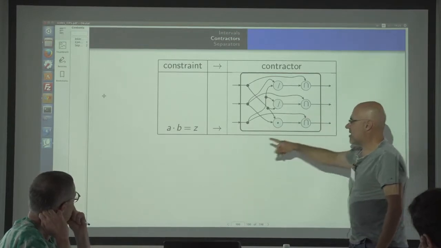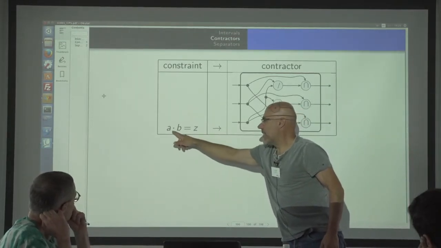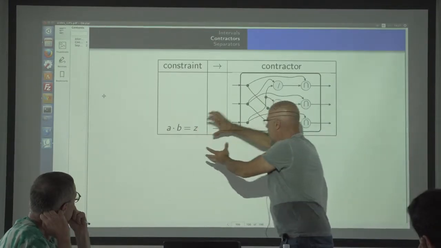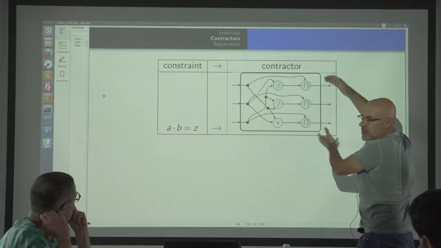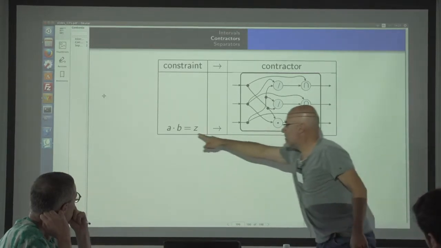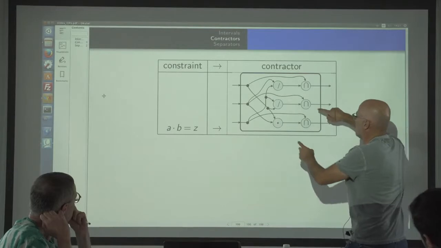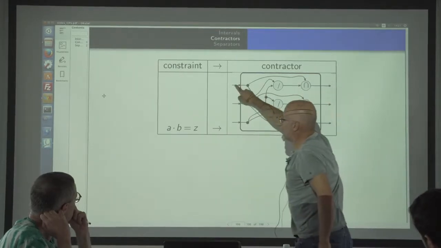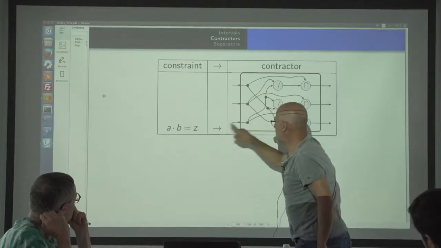So for instance, if I have this constraint, which links A, B, and Z, I will represent it by some kind of contractor circuit, the one we've built before for the sum, okay? So with the intersection, and I have to remember that this one corresponds to A, this one to B, this one to Z.